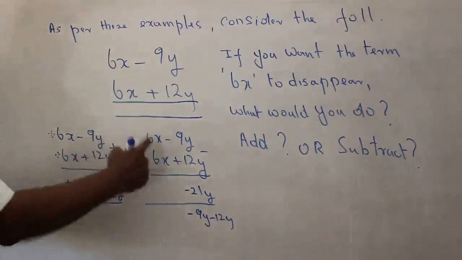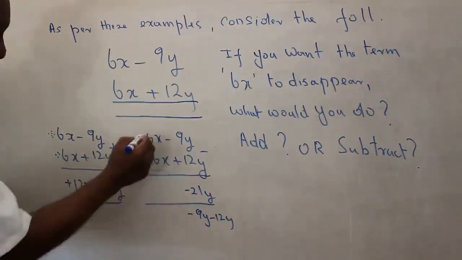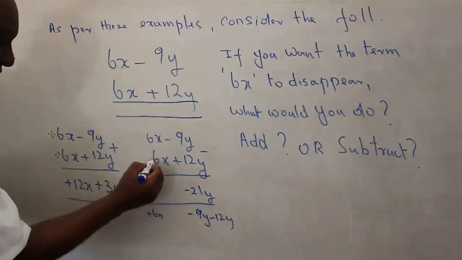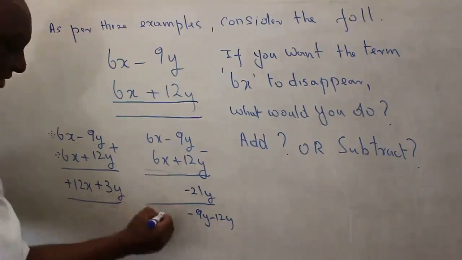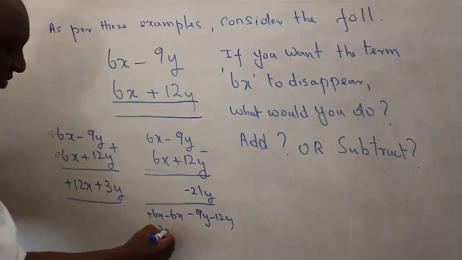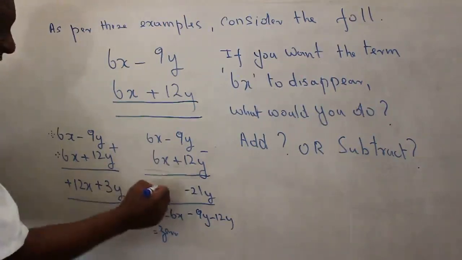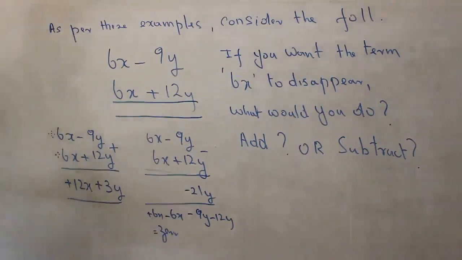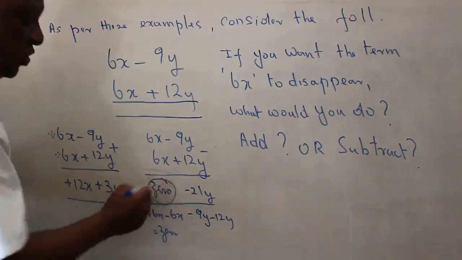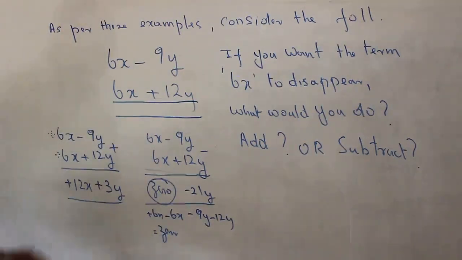For the x's, 6x, which is plus 6x, that's the top one. The bottom one, when you come here, you change sign, minus 6x. What happens? This will become 0. That means the x's will vanish. Over here, the answer is 0, there is no x. So what are you going to do?